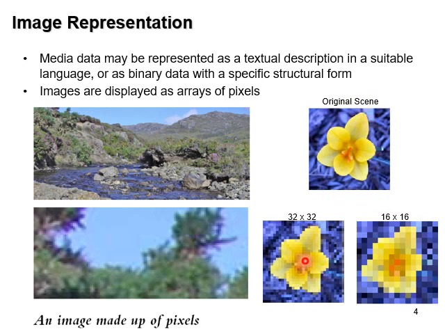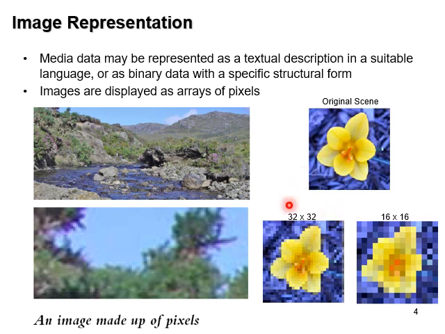Now, if we think about the 32 by 32 versus the 16 by 16, which one of the two steps that we had in the digitization process is involved here? Is it the sampling or is it the quantization? Actually, when we say we are using 32 by 32 or 16 by 16, this means we are changing the sampling. Why the sampling?